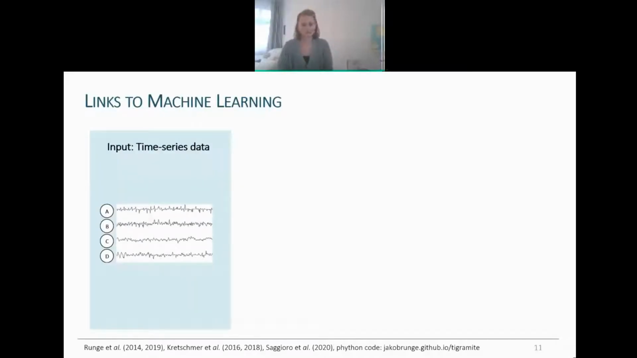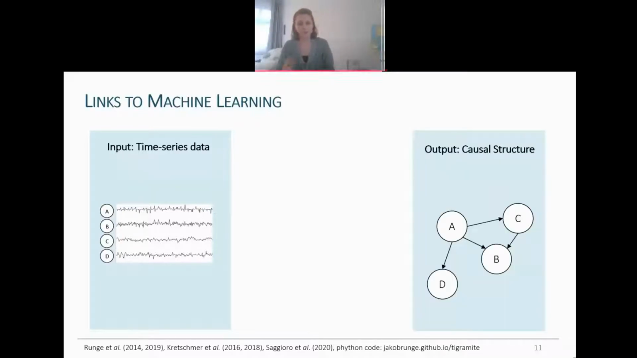Well, another criticism is that it's nice that we can make these causal statements from our causal assumptions, but often we don't have such a causal model. And this is where causal discovery algorithms come into play. So assume our input data is that we only have these time series data of these different processes. And what we want is to learn the causal structure from the data.